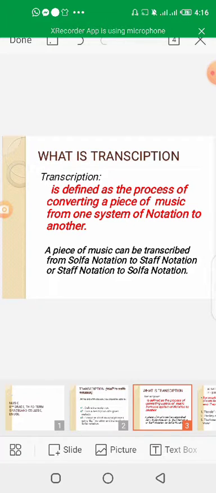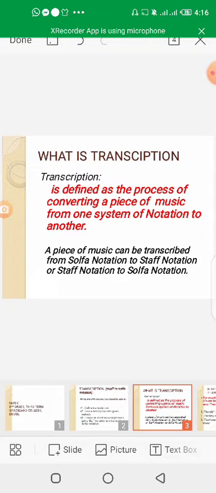So, what transcription means is having to move from one system of writing to another system of writing. For example, you can be given a song on staff notation and you say, okay, I don't want to sing this song on staff notation. You move it to solfa notation if you're more comfortable with that. So let's define it again. Transcription is defined as a process of converting a piece of music from one system of notation to another.